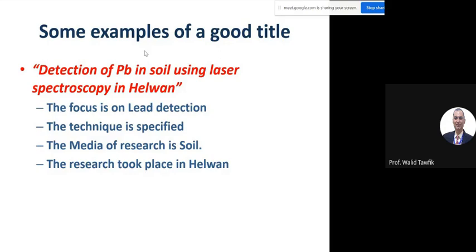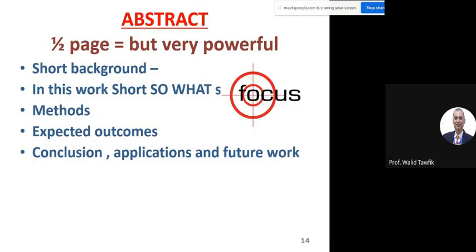For example, detection of Pb in soil using laser spectroscopy in Helwan. We focus on lead detection, which is Pb. The technique is clarified: laser spectroscopy. The media is soil. And the research took place in Helwan. This is the location. So you identify the target and the aim and the methodology and the place and the method which will be provided.